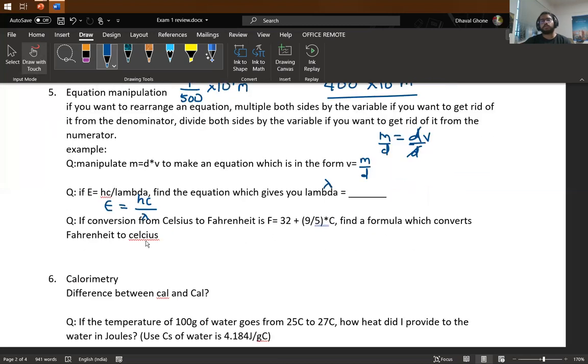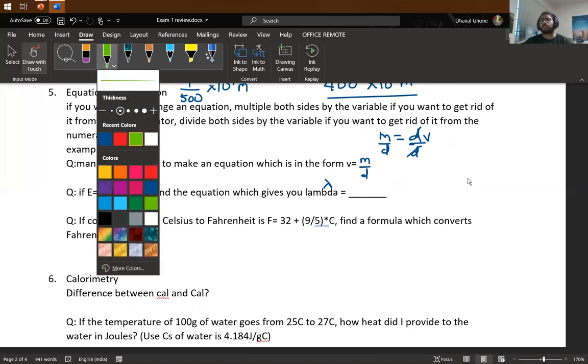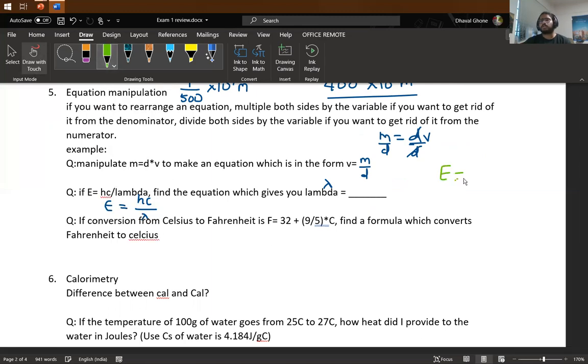Okay, I'm gonna resolve this question. I'm gonna solve this question now, since I'm gonna change the color real quick. I had E equals HC over lambda. I want lambda to be the numerator, so I'm gonna multiply both sides by lambda.